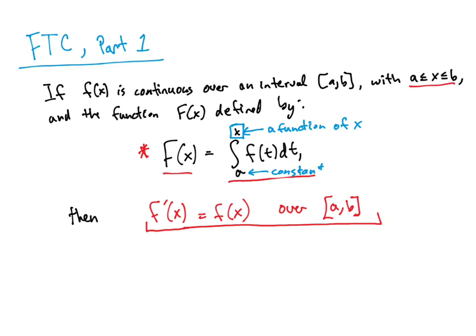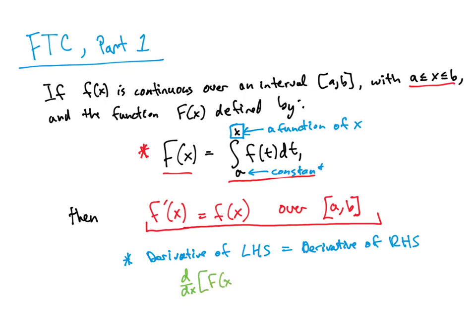So one way of thinking about this is the derivative of the left-hand side is equal to the derivative of the right-hand side. Or in other words, d/dx of capital F of x is equal to d/dx of that integral. Okay, so in other words, what this is saying is if we differentiate both the left-hand side and the right-hand side, that is going to undo this integral on the right-hand side. That'll give us the inside function as a function of whatever that upper bound is.